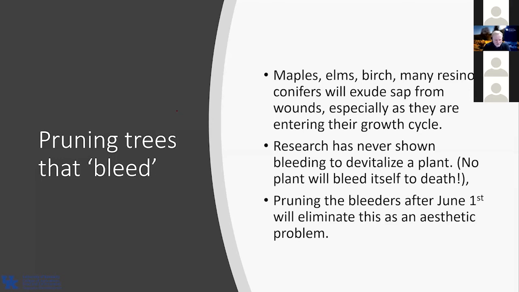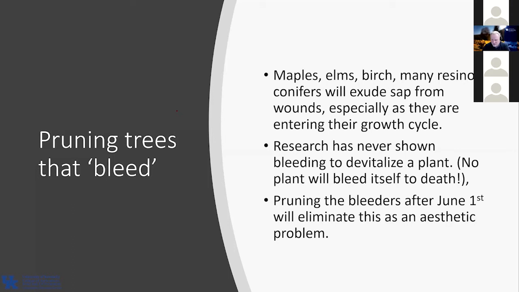I also get the question of if you're pruning something like a maple tree that bleeds or leaks a lot of sap when you prune early in the spring. First of all, that really doesn't hurt the tree. Research and information has shown us over time that it really doesn't have a negative effect on the tree. But if you have a car parked under that maple tree that you've just pruned in March and it's leaking all over the place, that's not a good situation.